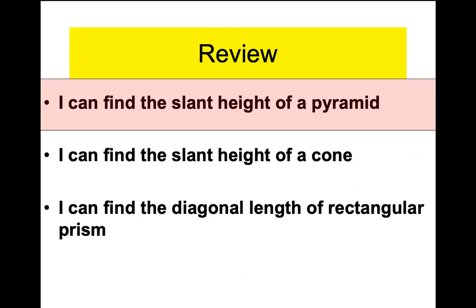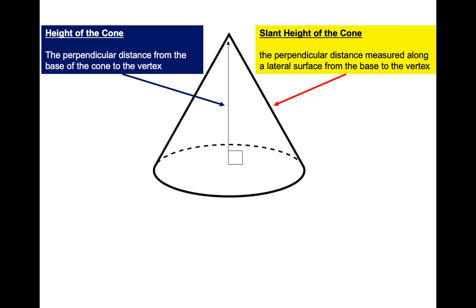Moving on. So there's your pyramid. Let's do it with a cone. So a cone, well, nothing really changes. I mean, obviously it's a different shape, but this idea of slant height would be the distance along the outside perpendicular from the base to the vertex. Okay. So even though in this one particular picture there isn't a right angle right here, that would be a right angle. Okay.